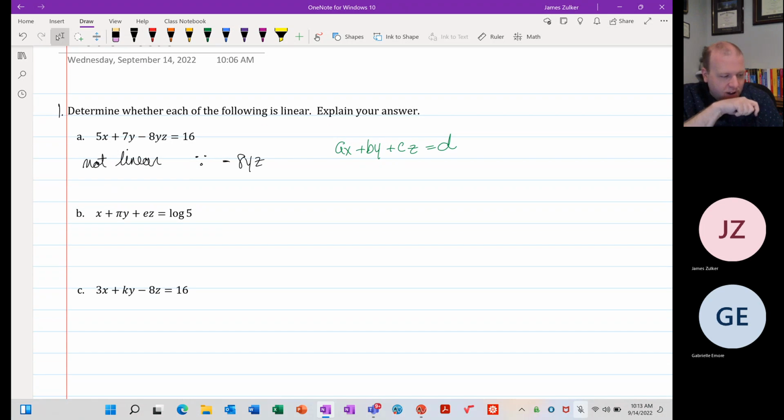So x plus pi y plus ez is equal to log 5, right? Well, log 5 is definitely a constant, so that's satisfied. Pi is a constant, and actually so is e. Right? This is linear.